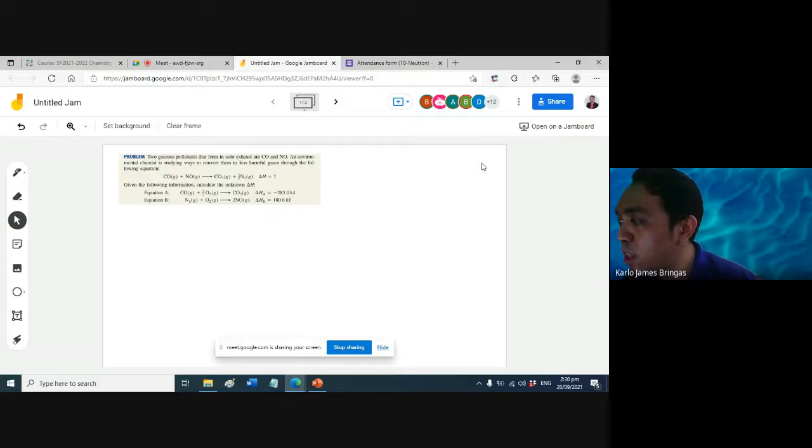So while we wait for the others, let me just write the target equation natin. Ang target natin na equation here is to be able to get the following.